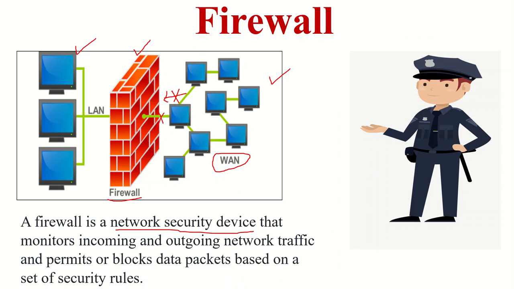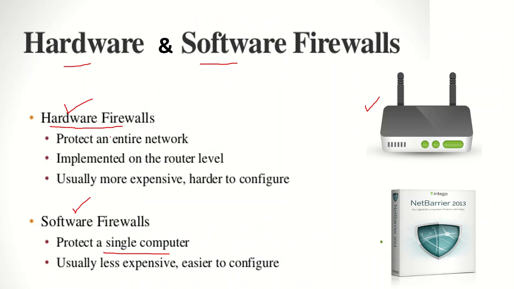For protecting the network, we use a hardware firewall, and to protect our single computer, we use the software firewall, which already comes with the operating system. So a hardware firewall protects the entire network. It is implemented at the router level, and it is more expensive and harder to configure. While if we talk about the software firewall, it is less expensive as it is already inside the operating system and easier to configure.